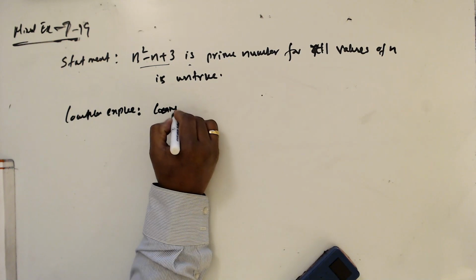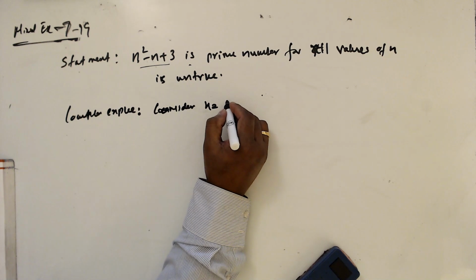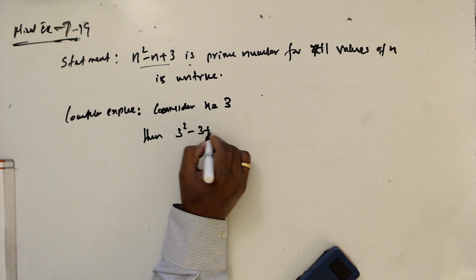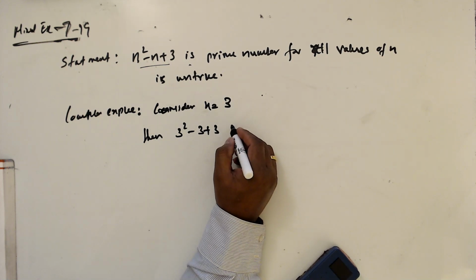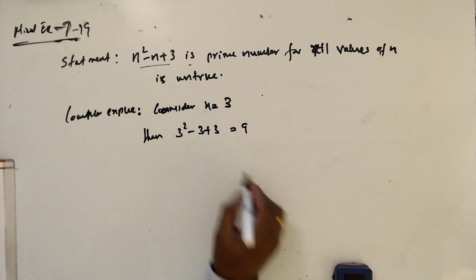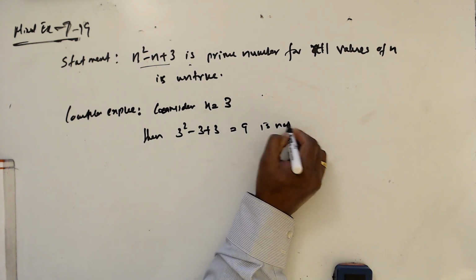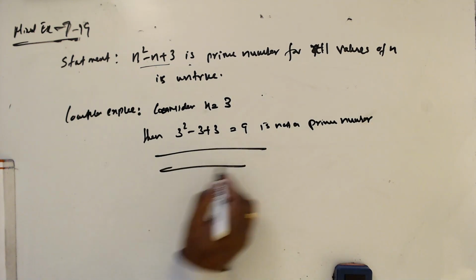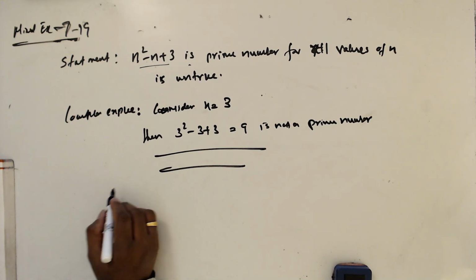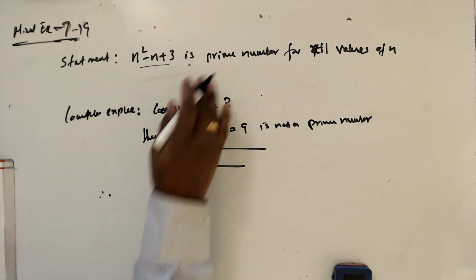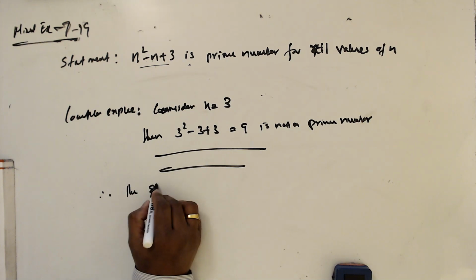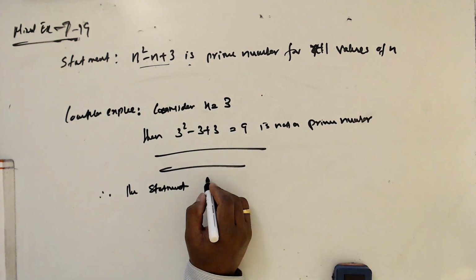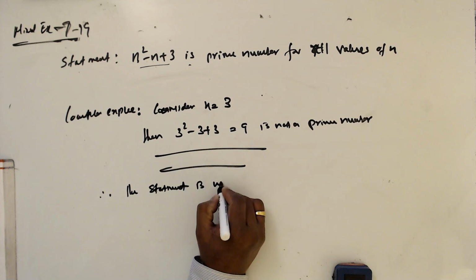Consider n equals 3. Then 3 squared minus 3 plus 3 is 9, which is not a prime number. Hence, the statement implies a prime number for all values of n, and the statement is untrue.